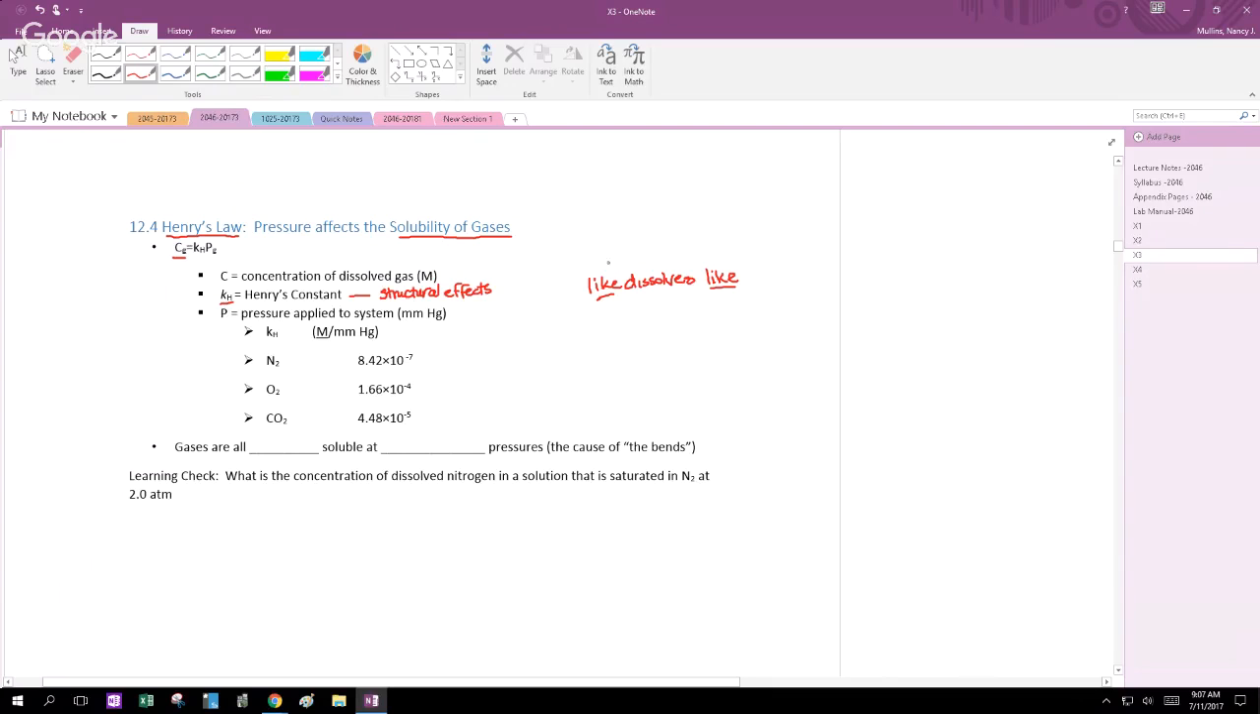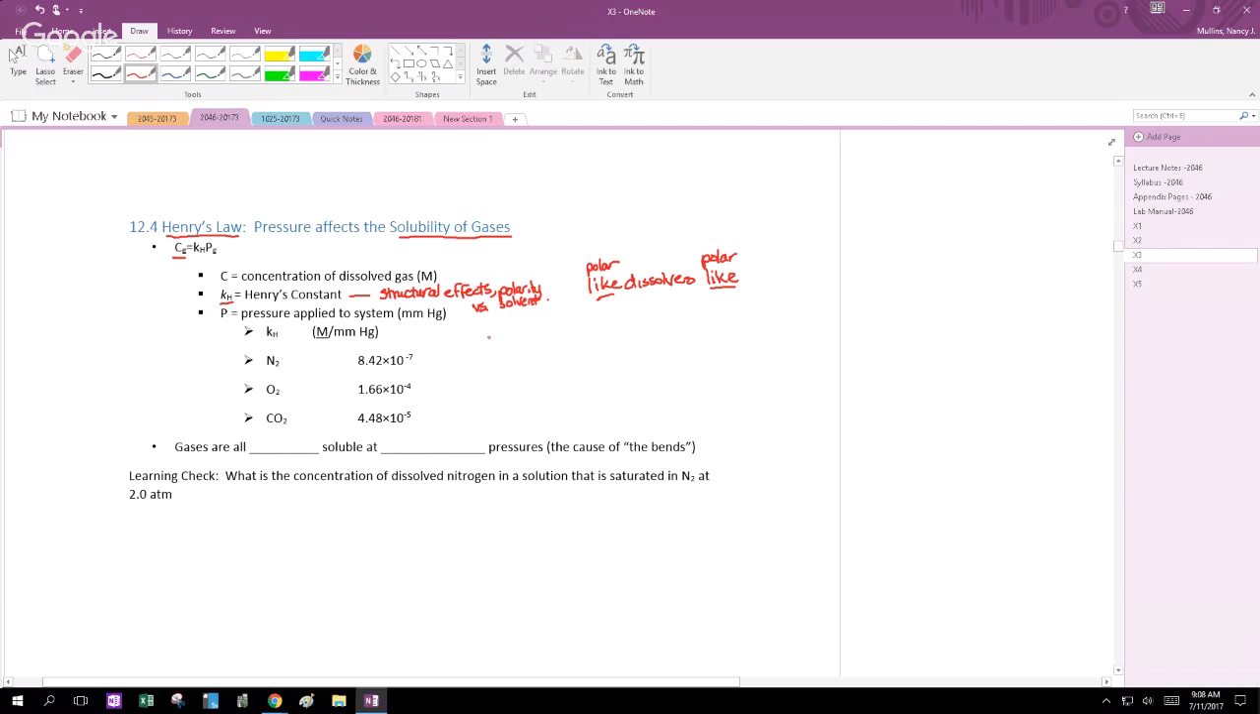Polar dissolves things that are polar, and nonpolar will dissolve things that are nonpolar. Doesn't mean that there can't be interactions between them and some dissolution. It just means that if you're going to have a large quantity of dissolution, they should be similar polarities. The more similar they are, in fact, in structure, the more likely they're going to dissolve in one another. And so Henry's constant says, if I look at the structural effects and the polarity of the specific gas, then I can describe how it's going to interact with the solvent.